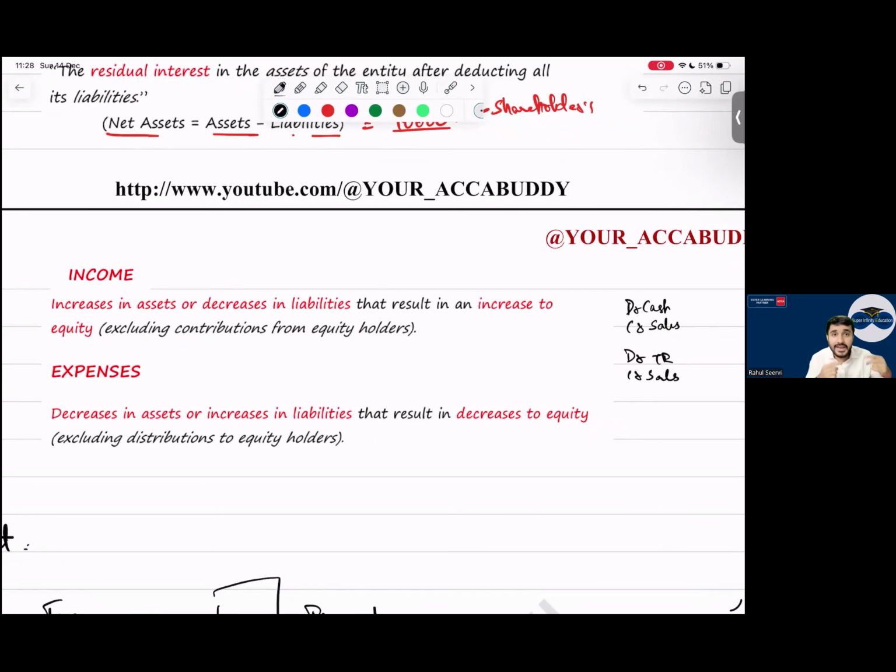Trade receivable, and sales. Can I say trade receivable is also an asset for me? Yes, sir, it is an asset, increasing my asset. It will increase your equity. Yes, sir, it will increase our equity.